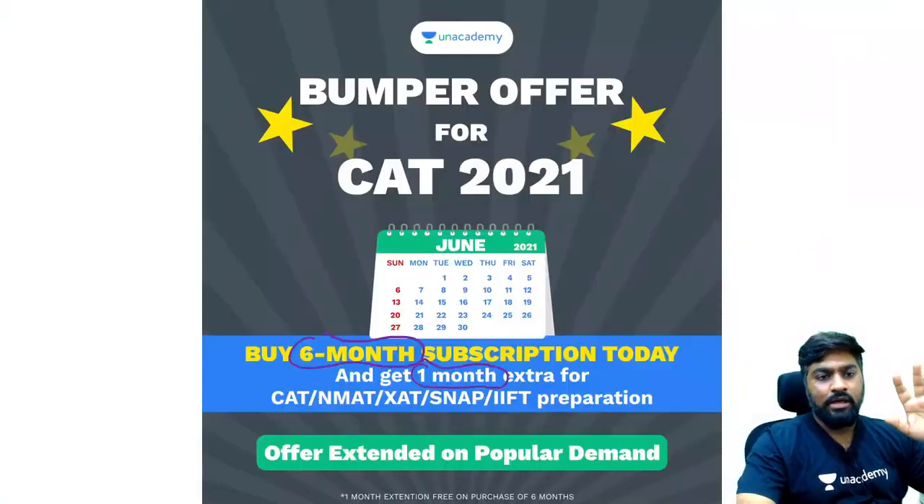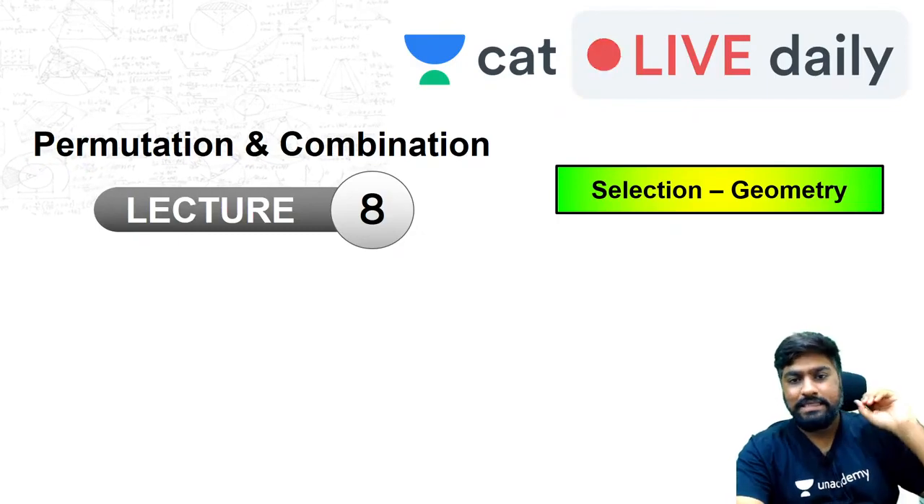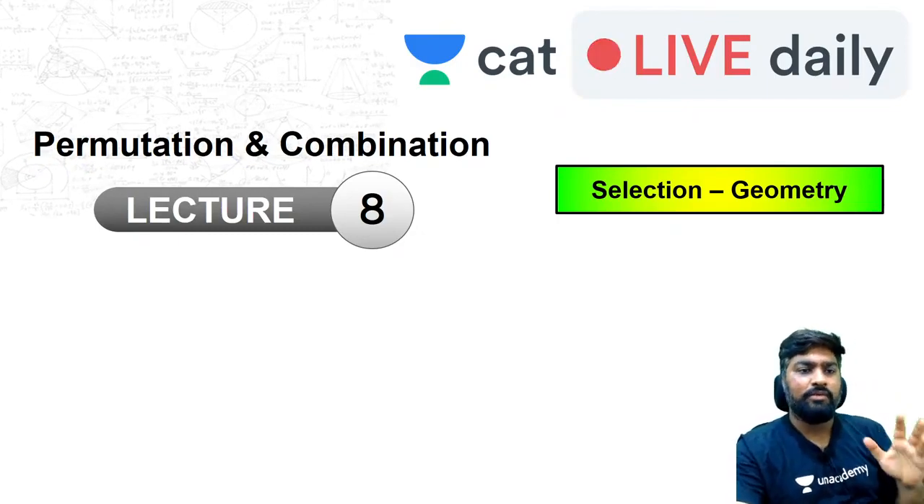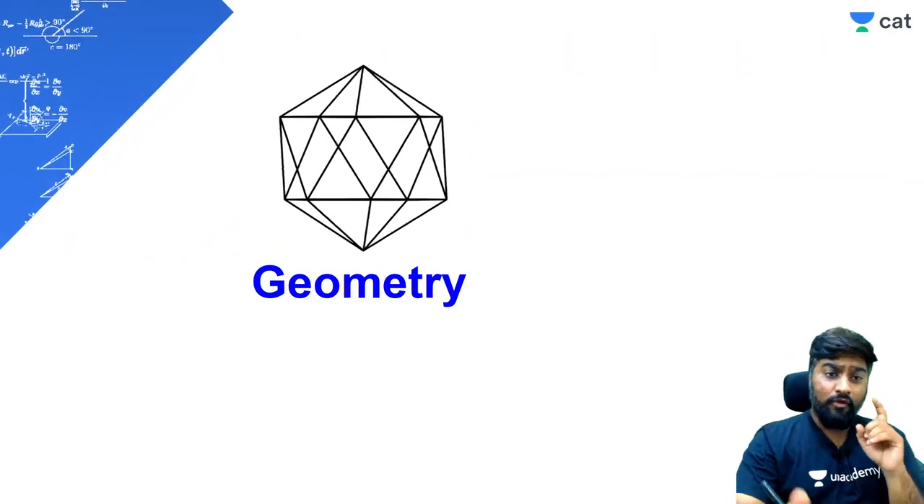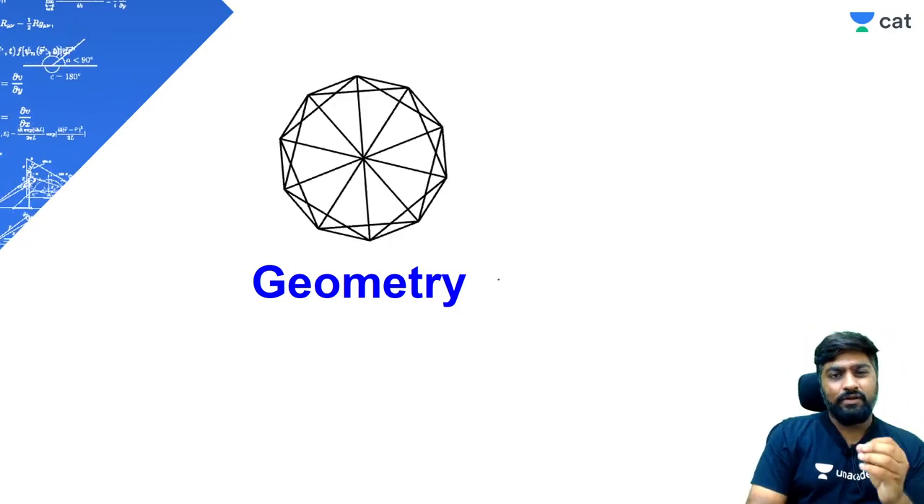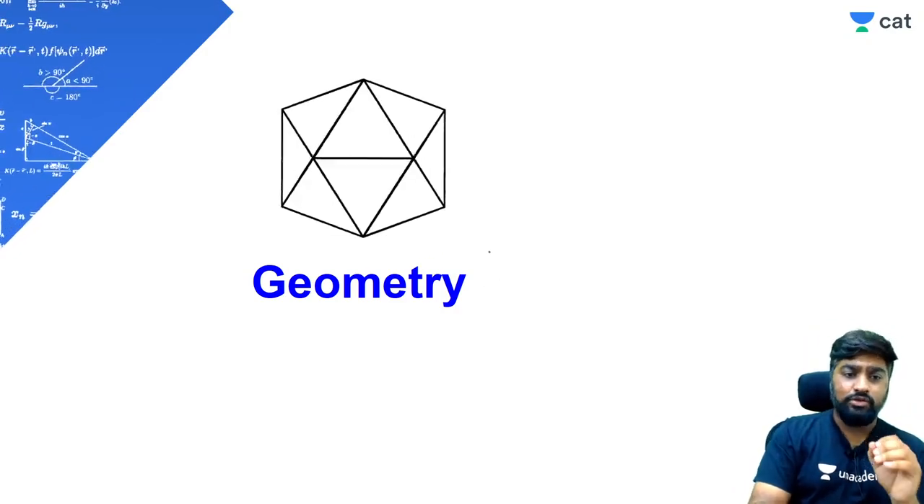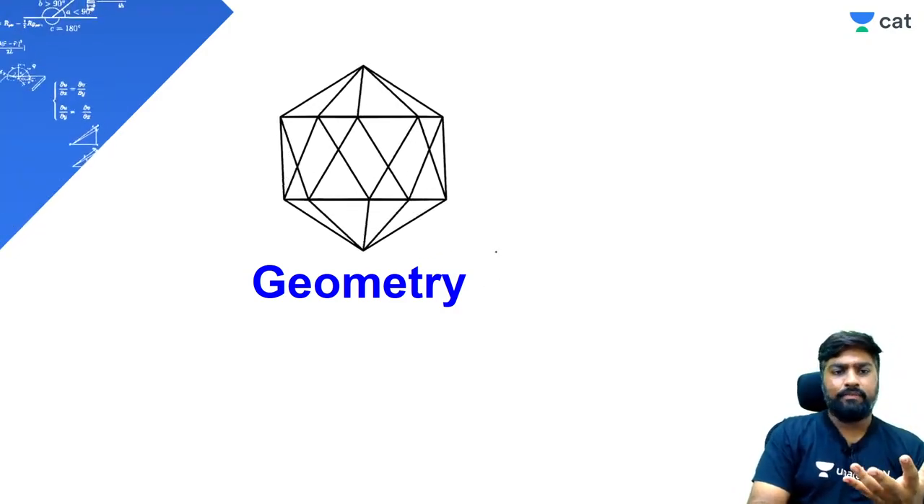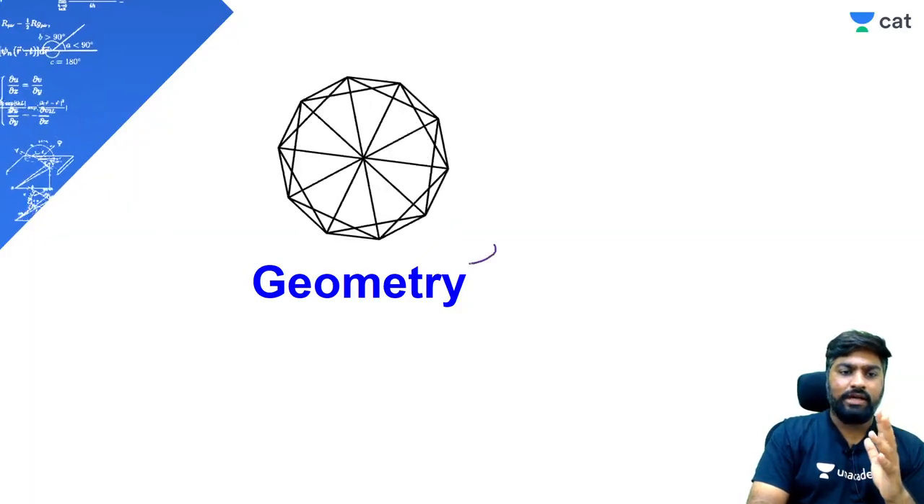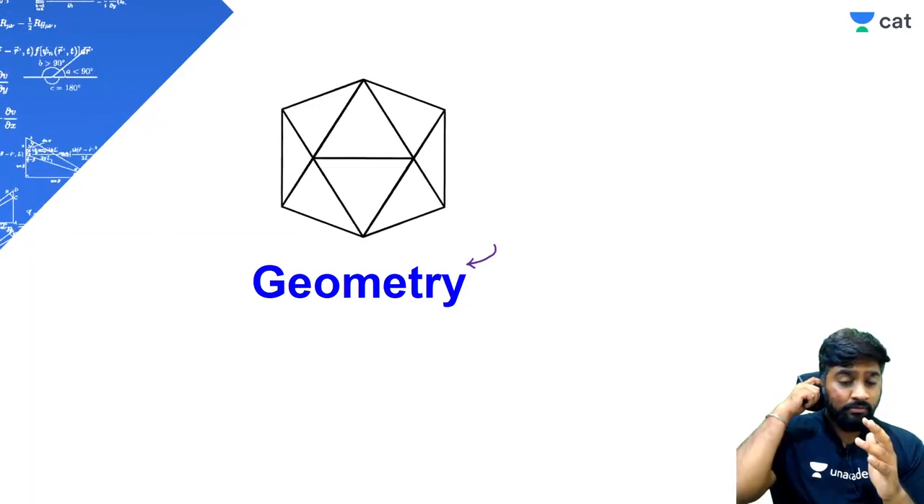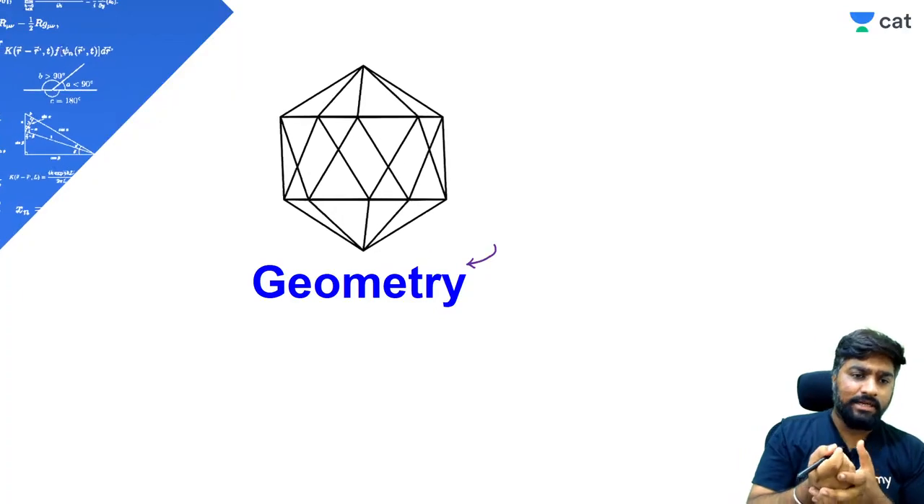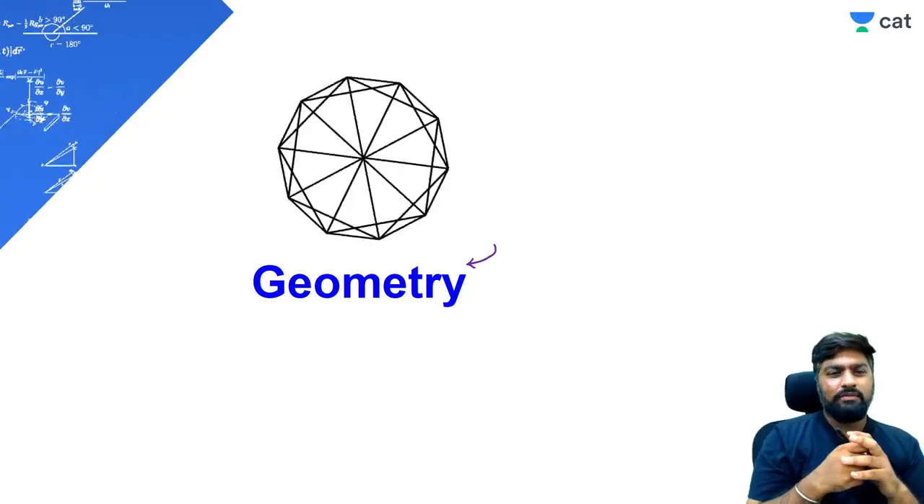All right, let's start with selection, that is geometry based. So for this you need to know a few things about geometry. I'm assuming that since this is the Propel batch, we've already completed geometry here. But if you are someone who hasn't done geometry, you might want to look at some of the basics.